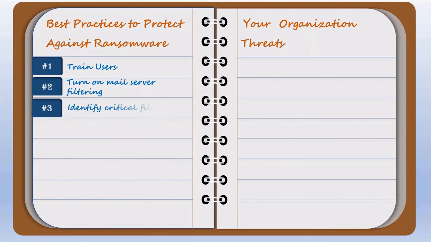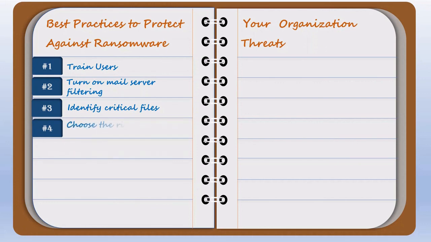Identify critical files. Take inventory of your organization's critical business functions and the data each one needs to operate. Create a manifest of files that are critical to your organization staying in business. This list of files should be the focus of your protection and recovery efforts.